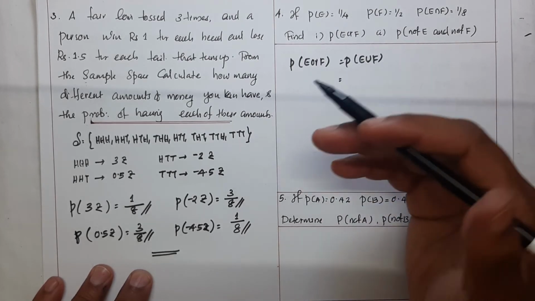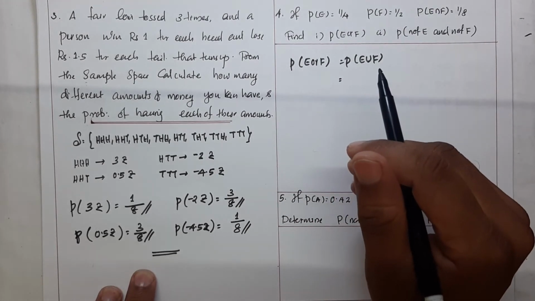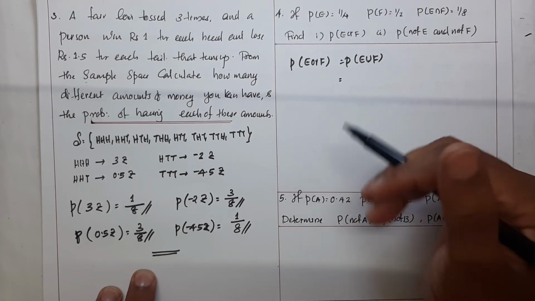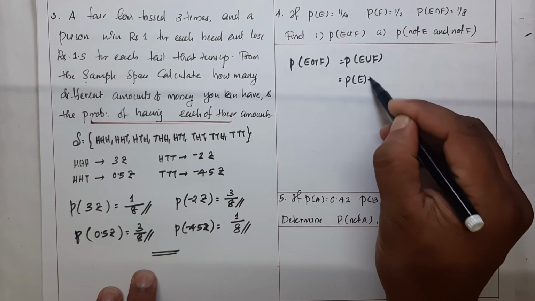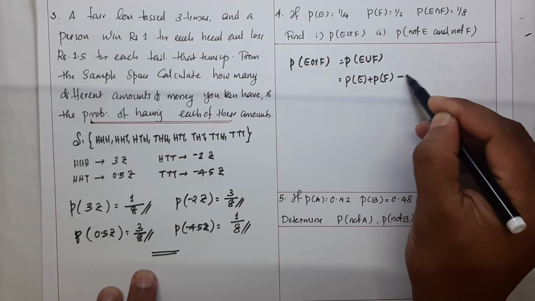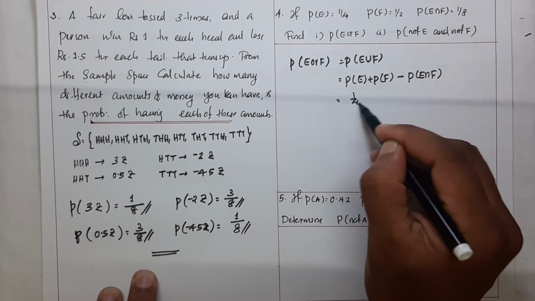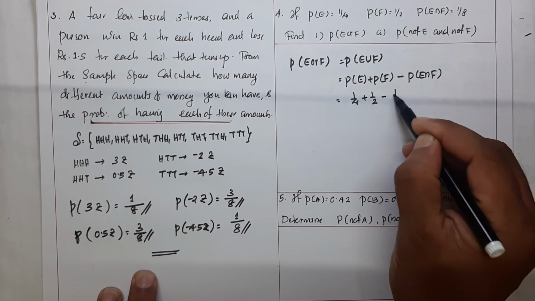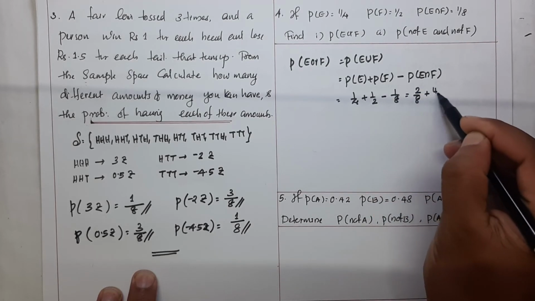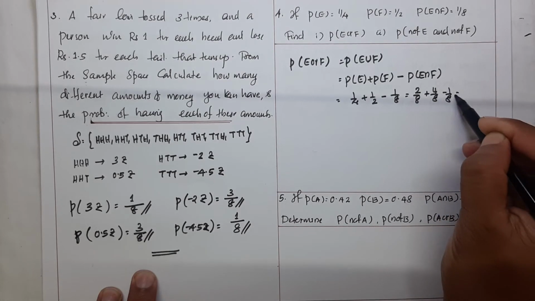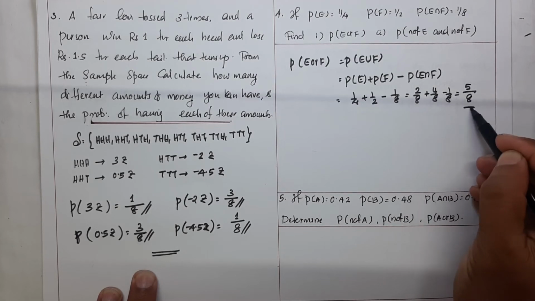Here we can use the same concept as in sets. In sets, n of A union B is n of A plus n of B minus n of A intersection B. Here, change n to P, and therefore the formula for P of E union F is P of E plus P of F minus P of E intersection F. P of E is 1 by 4 plus 1 by 2 minus 1 by 8. Now we set the common denominator, that is 2 divided by 8 plus 4 divided by 8 minus 1 by 8. The common denominator is 8. 2 plus 4 is 6, minus 1, answer is 5 by 8.